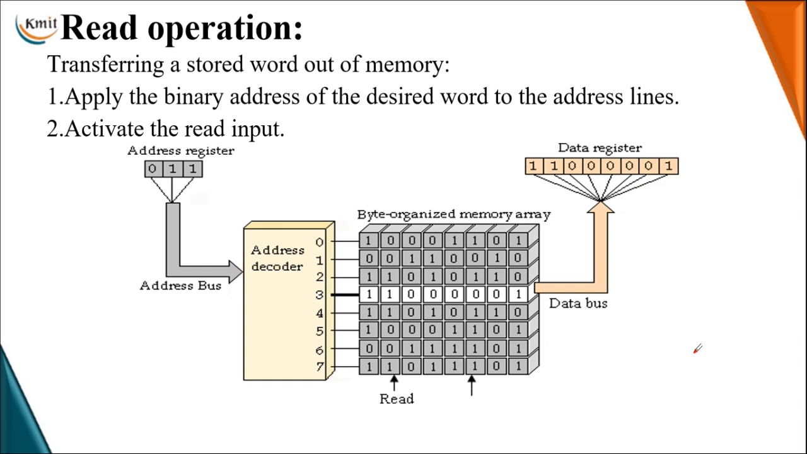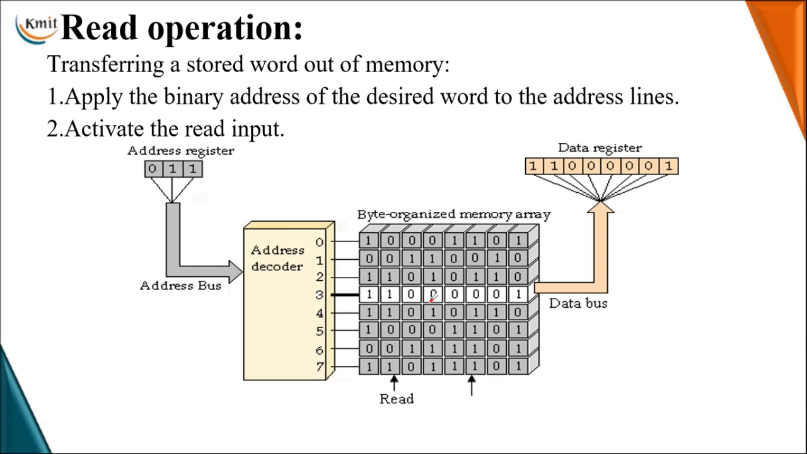Next, in the read operation, when you want to transfer information from the memory, first we have to select the address of one of the memory locations. So first load your address register content and transfer it through the address bus, and that address bus is applied as the input to the address decoder. These 3 bits, 011, will select your third location.